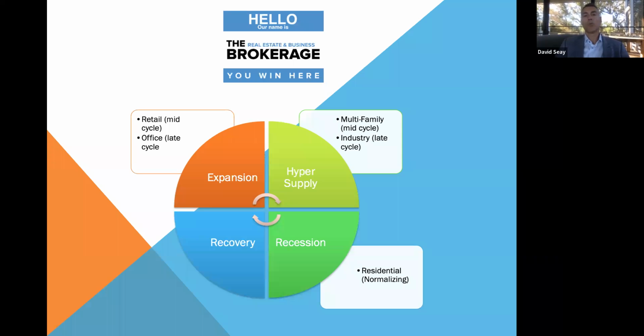We love to use this visual because this visual simplifies the Charleston market and makes it extremely easy for you to see where each asset class is. So you can see hyper supply, or is it multifamily and industrial, and we will certainly expand on that. And then we have an expansion mode, our retail in the mid cycle, and our office cycle is in the late cycle for office. Interesting things, and the next slide will summarize why. And then we have residential in the recession bucket only because we don't have a normalizing bucket, but we certainly think the residential market is normalizing, and we'll expand on that now.